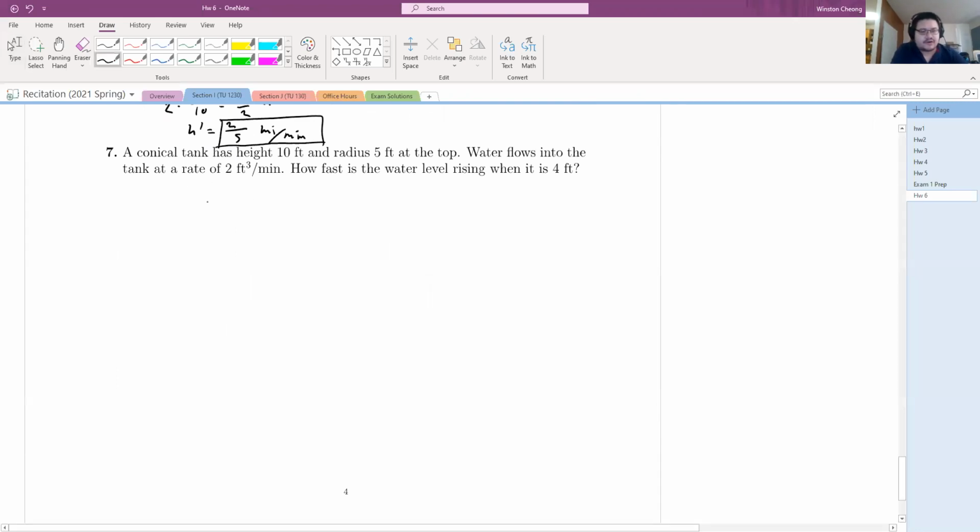Yeah. So we have a conical tank, which for some reason is always depicted like this when you look in the textbooks. And the height is going to be 10 feet. And the radius is 5. And the water is flowing into the tank at a rate. So this is actually change in volume. V prime is equal to 2 feet cubed per minute.